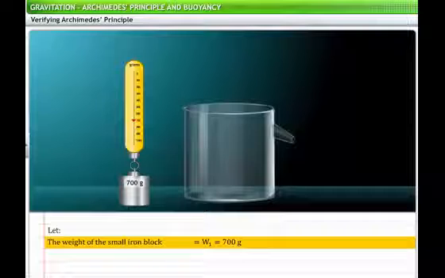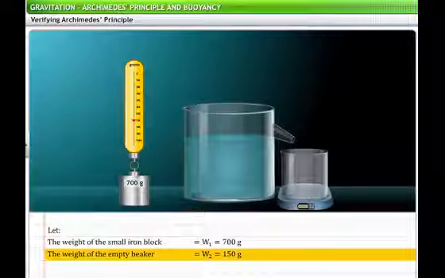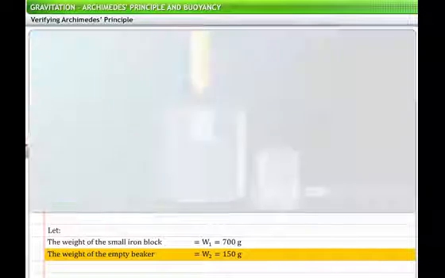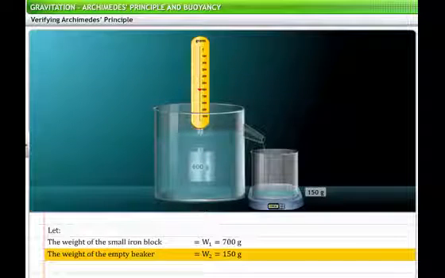Take an overflow jar and fill it with water until it is on the verge of overflowing. Under the spout of the overflow jar, place an empty beaker that weighs W2, say 150 grams. Gently lower the iron block suspended from the spring balance into the overflow jar till the block is completely immersed in water. The water overflows into the empty beaker placed under the spout of the overflow jar.